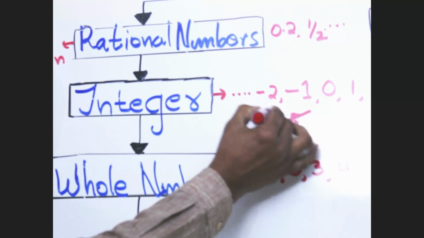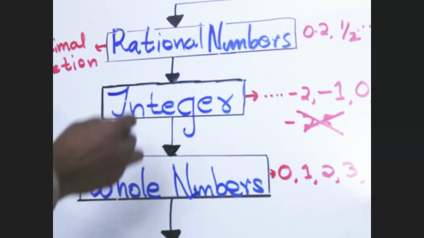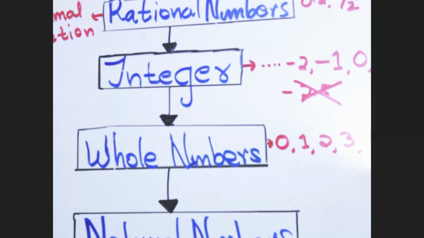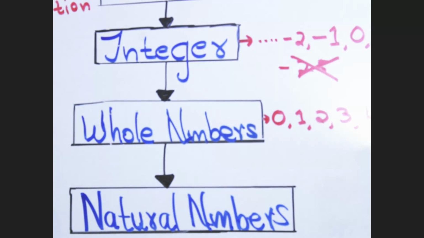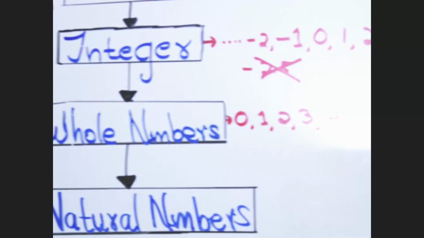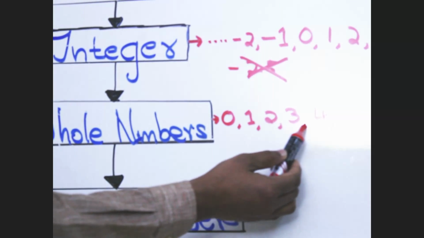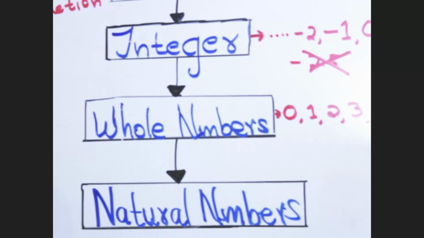For example, -2.5 is not included here. Integers are the negative whole numbers, zero, and the positive numbers only. Again we divide into a subgroup or subset, that is whole numbers. Whole numbers means the counting numbers including 0. Here is an example: 1, 2, 3, 4, all the numbers including 0. That's an example for whole numbers.